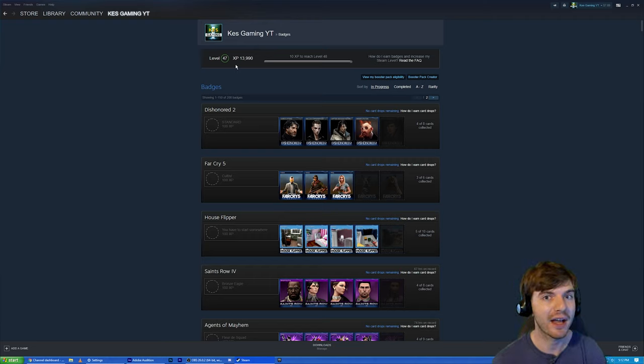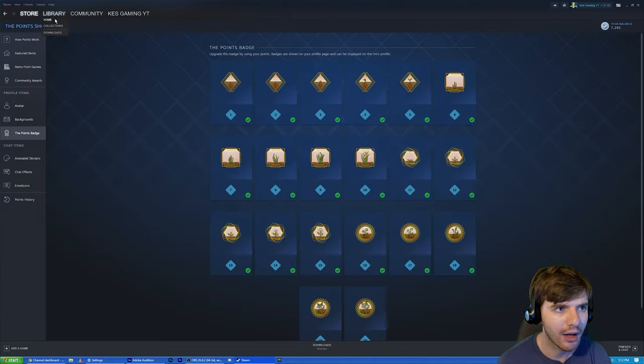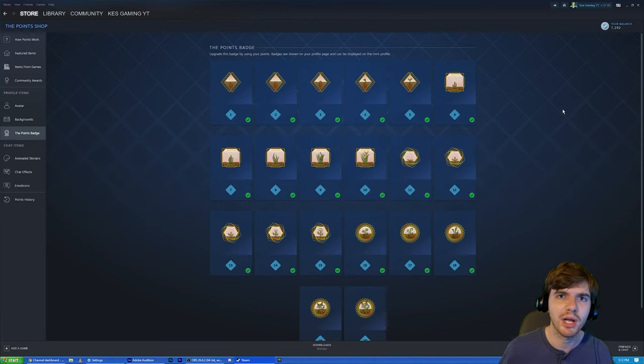So you can see just in that 1,000 XP that I got, that was about exactly two levels increased just from that one purchase. So that's pretty sweet. And see, I still have plenty of Steam points left. So yeah, I've got like another 7,000 here. So I'll tell you guys what you can do.